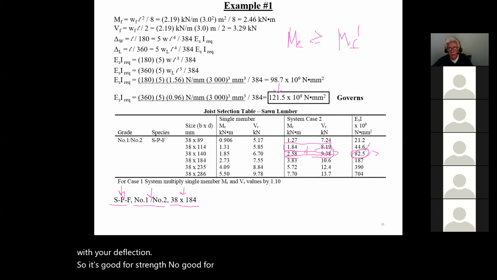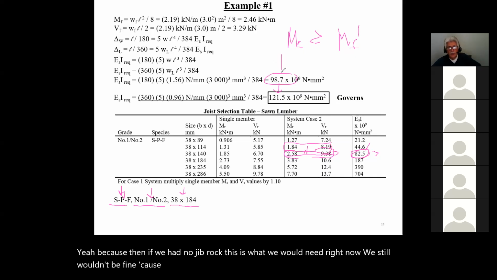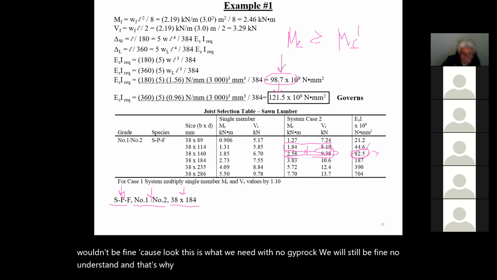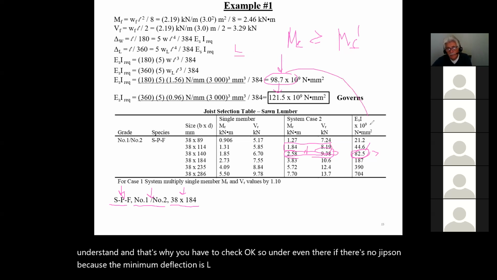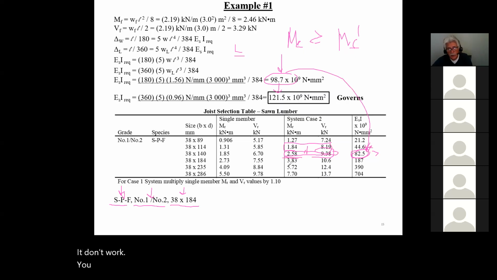Okay, fair enough. So if we didn't have gyprock, would it be fine? Oh yeah, because then if we had no gyprock, this is what we would need, right? No, we still wouldn't be fine. Because look, this is what we need with no gyprock. Will we still be fine? No. You understand? And that's why you have to check. Even if there's no gypsum, because the minimum deflection is L over 180, it doesn't work. You follow? So therefore you have no choice but to go for this.